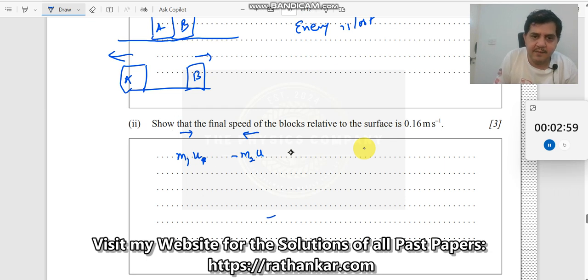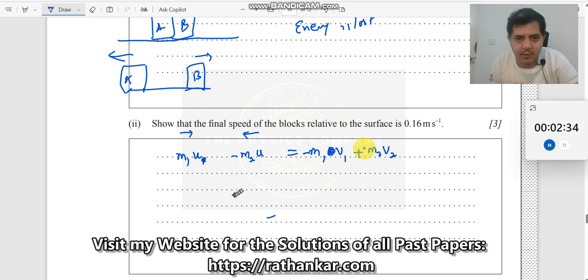So then this should now be equal to what? The momentum of this one, which should be m1 v1 plus m2 v2, and both of them move with the same speed. Now what is the momentum of these two? See, m1 u1 plus, now before that, let us not do this one.